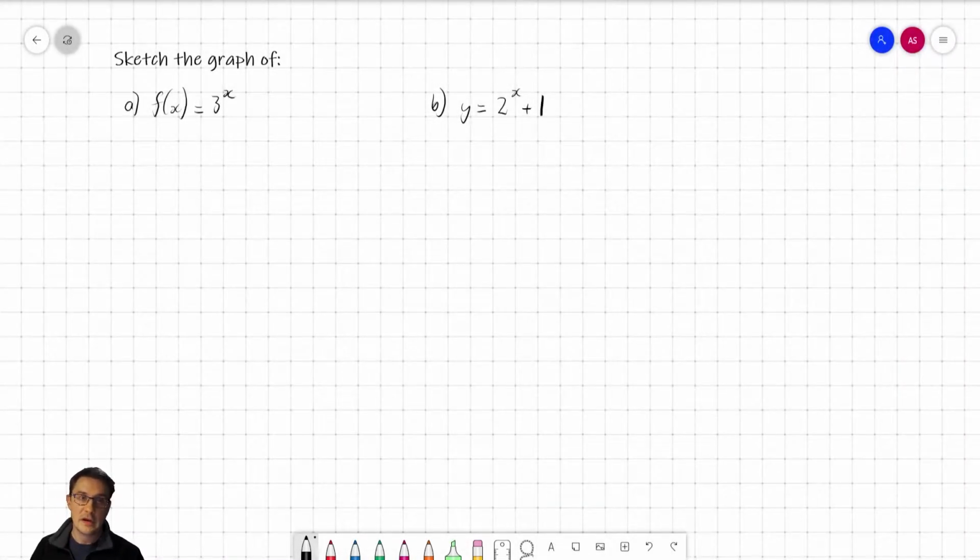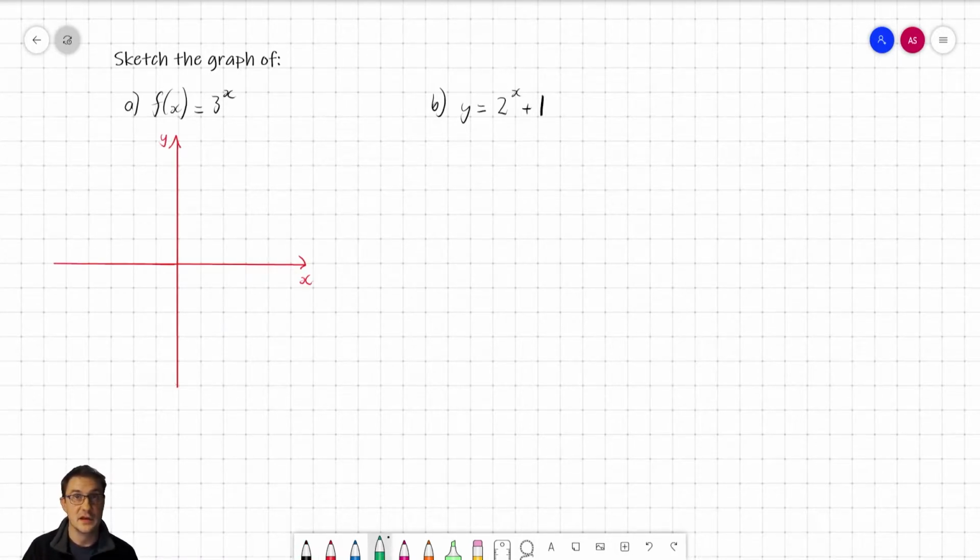Hey, amazing people. What we're going to do now is sketch the graph of a couple of exponential functions here. The first one we have is f of x equals 3 to the power of x. There's a few things we need to include when we're doing our graph. So if we consider our Cartesian plane here, we're going to graph this.